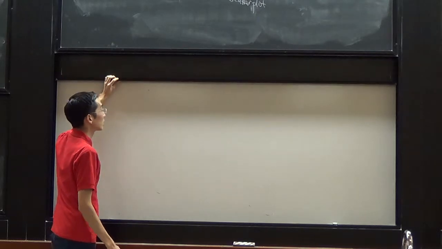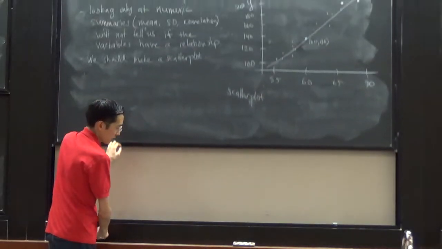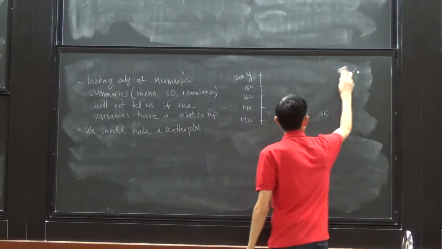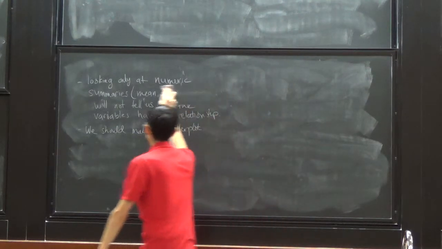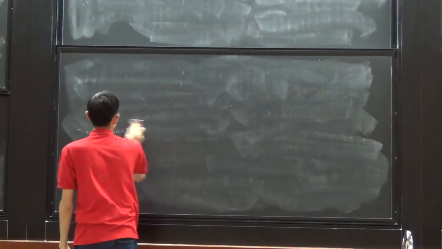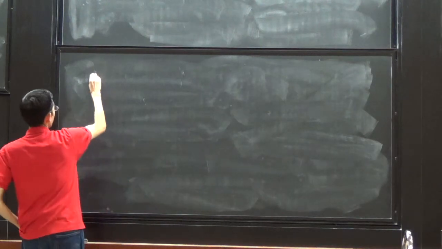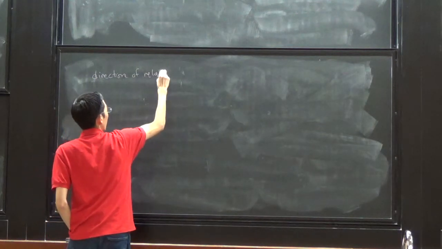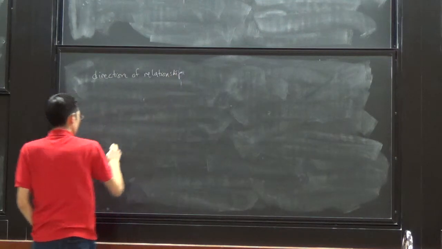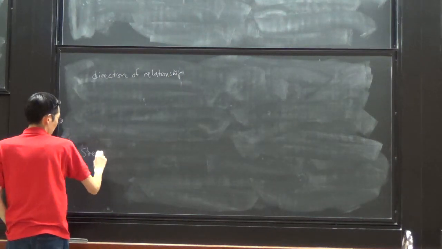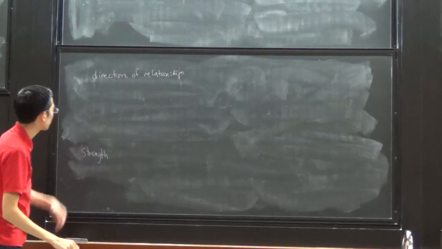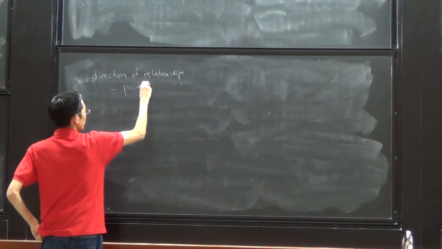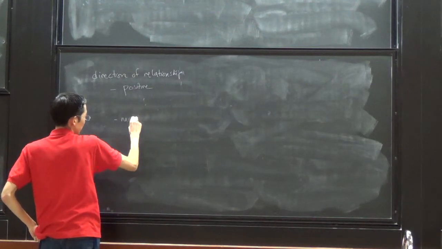So as far as linear relationships go, if the relationship is linear, we can start talking about the direction and the strength of the relationship. So other things to mention when describing a relationship, we want to talk about the direction of the relationship, and the strength of the relationship. So the direction of the relationship can be a positive relationship or a negative relationship, negative direction.